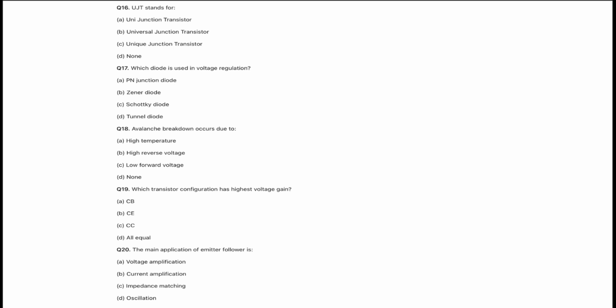It stands for: option A, unijunction transistor; option B, universal junction transistor; option C, unique junction transistor; option D, none. Answer is UJT stands for unijunction transistor.